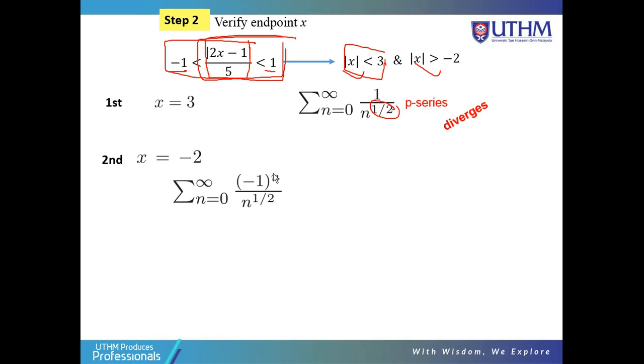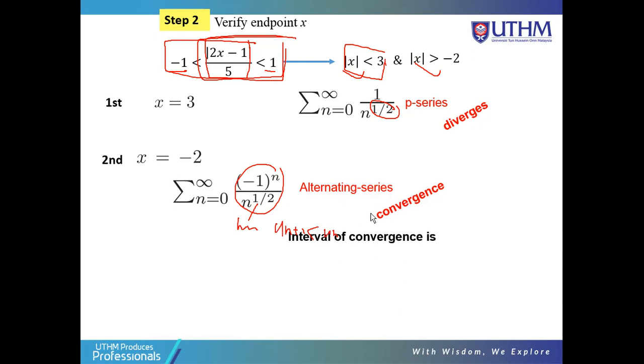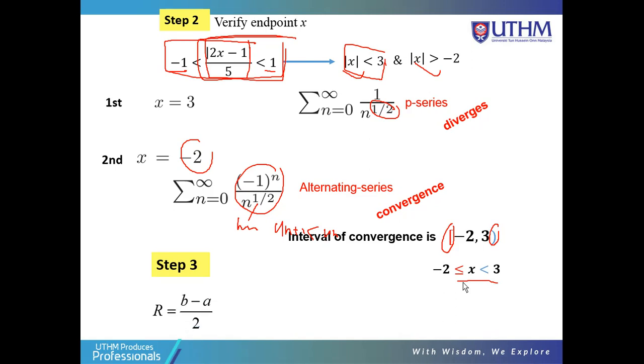And then you get it in this form, and it is alternating. So you test the limit, and a(n+1) must be less than an. And then this one is convergent. So you get the divergence symbol, convergent at negative 2, negative 2 is convergent, this symbol, divergence this symbol, or you can write in this form. Step 3, find the radius, b plus a, you can get pi over 2.